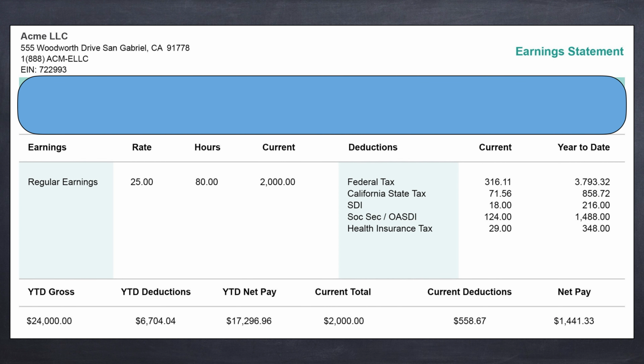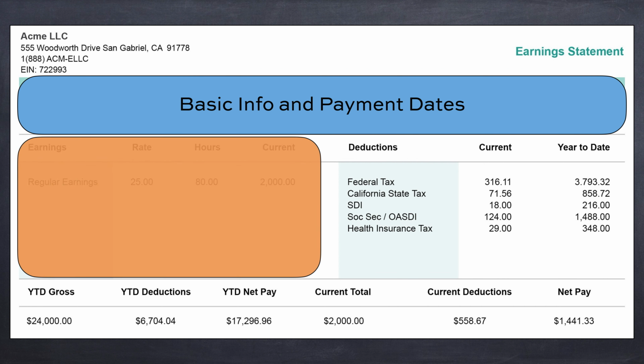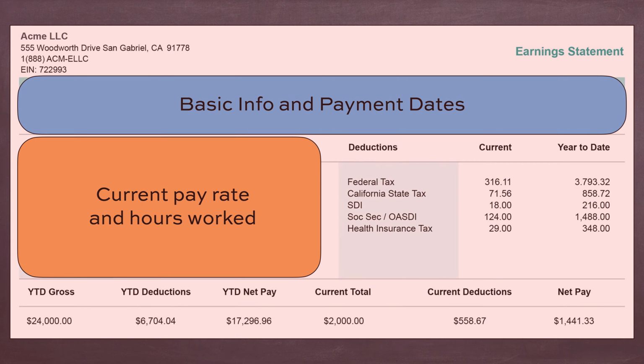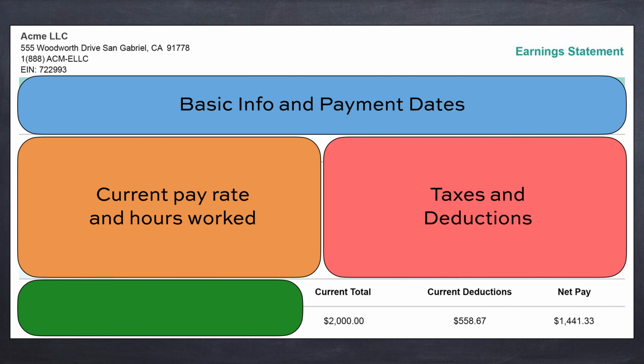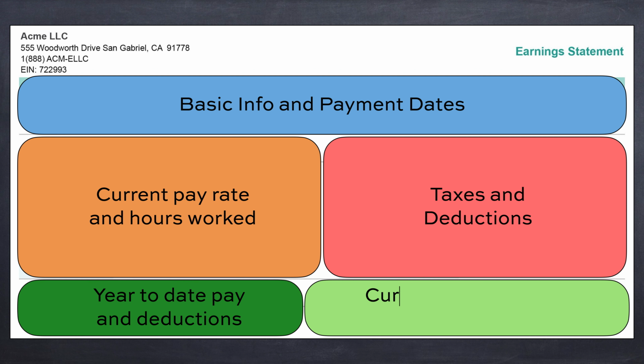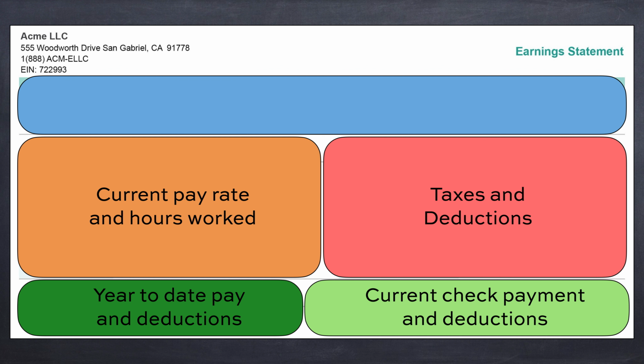This top section is going to be basic info and payment dates. This middle section here on the left is going to be current pay rate and hours worked. This section here on the right, this one in red, is taxes and deductions. And then the bottom left is going to be year-to-date pay and deductions, and the bottom right is going to be current check payments and deductions. So this is how it's broken up in terms of sections. And now let's take a look more deeply at each one of these.